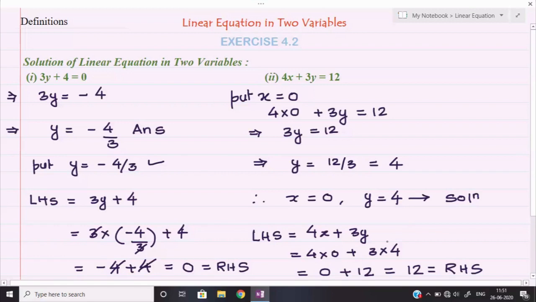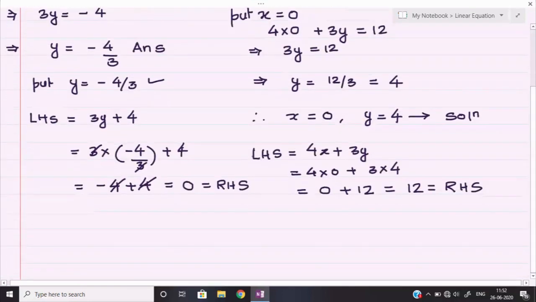Here remember the solution will come in the form of a pair, meaning 0 comma 4. That way we can write the solution in the proper manner. Therefore, the solution of the given equation: normally we write the solution in the form of brackets. First I write the value of x and then the value of y. 0 comma 4 is a solution of the given equation.